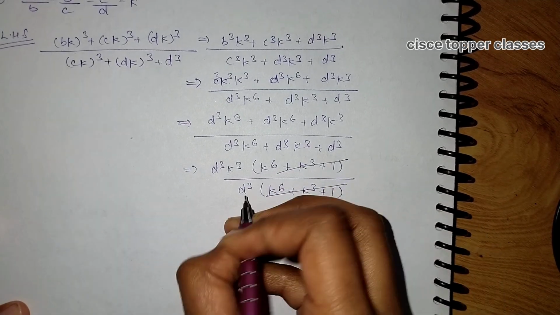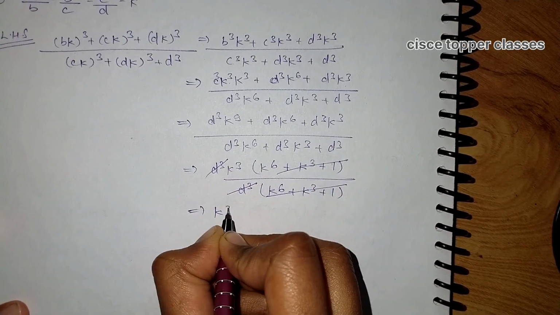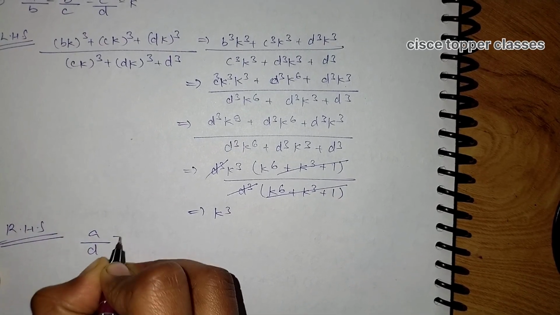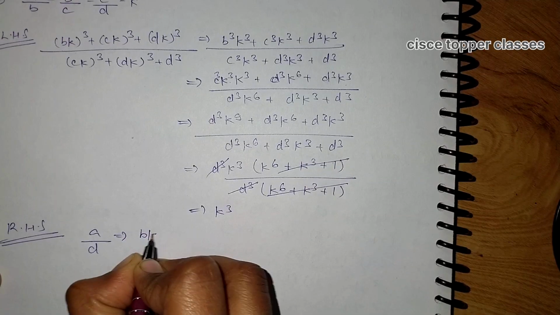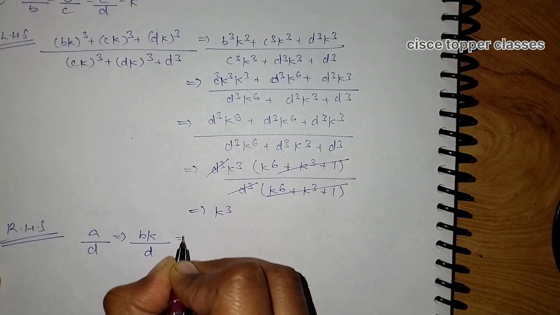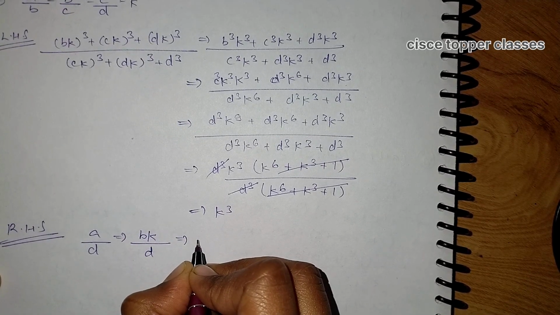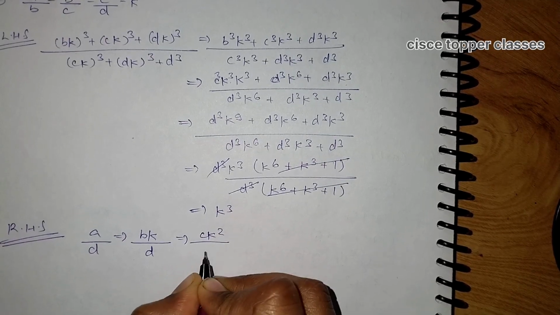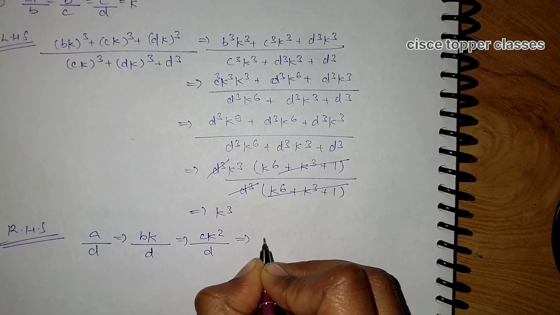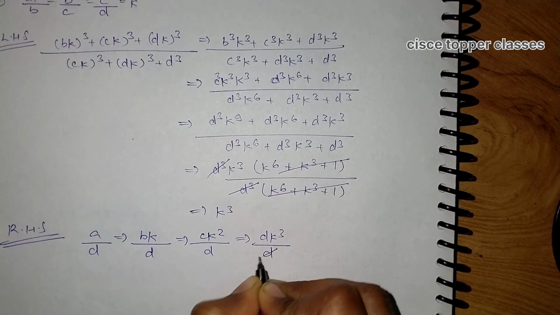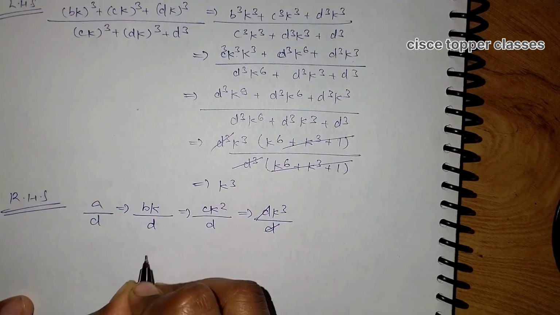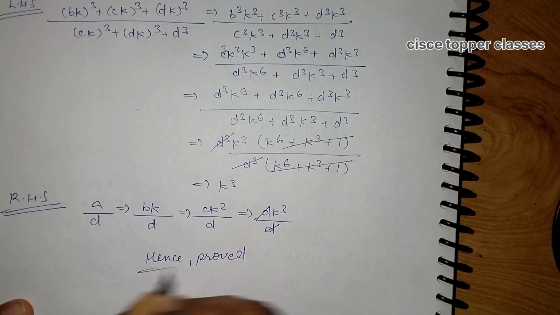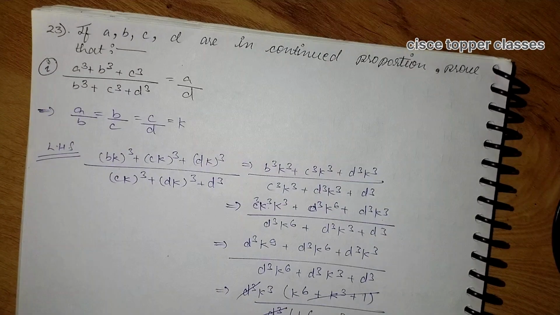This will simply cancel out. This will be cancelled out. It will become K cube. So if we take the RHS part here, A by D can be written as BK divided by D, and B will become as CK. So CK square divided by D, and here C will become as DK cube divided by D. So LHS is equal to RHS, hence proved that A, B, C, D are in continued proportion in this question, and this is the solution of question number 23, first part.